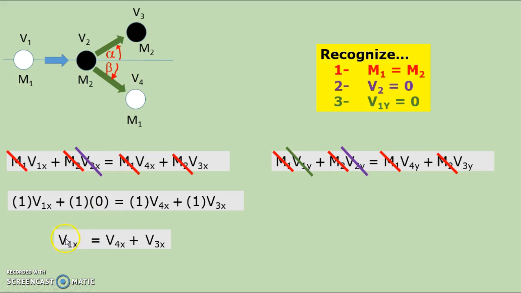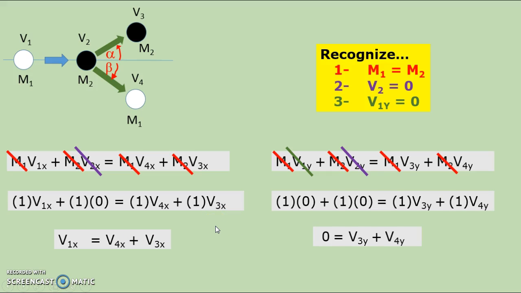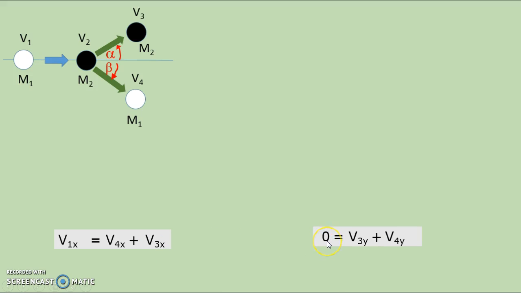So I have velocity initial on the x equals velocity of the cue ball along the x plus the velocity of the 8 ball along the x. And I can do the same thing on the other side. And so these simplify. So these are our two equations we've got to populate and solve.